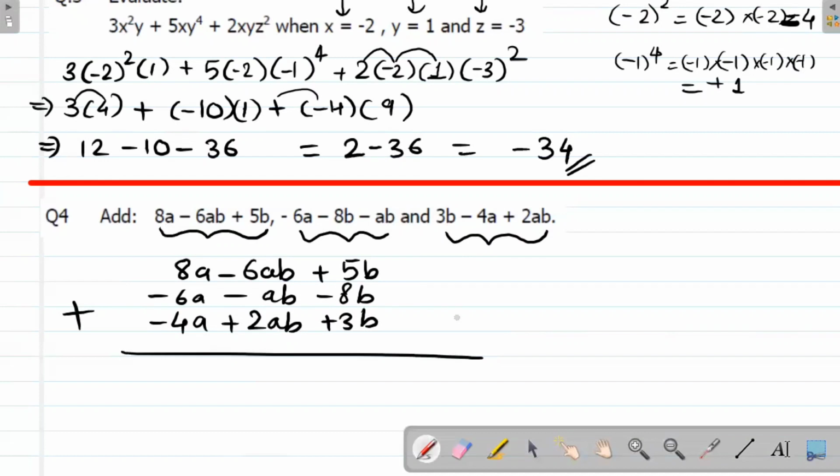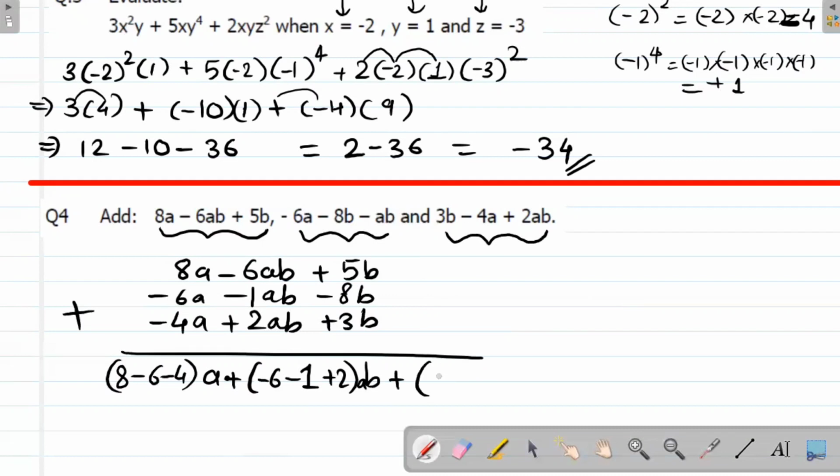Okay, so we will be adding 8 minus 6 minus 4 because they are having a negative sign. Then plus in bracket minus 6 minus 1. Okay, AB is not having a coefficient, so it is minus 1 only. Plus 2 in bracket AB.